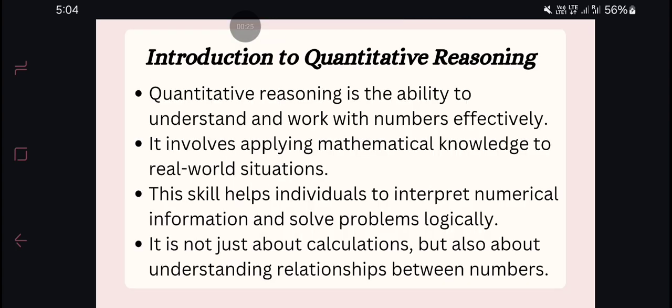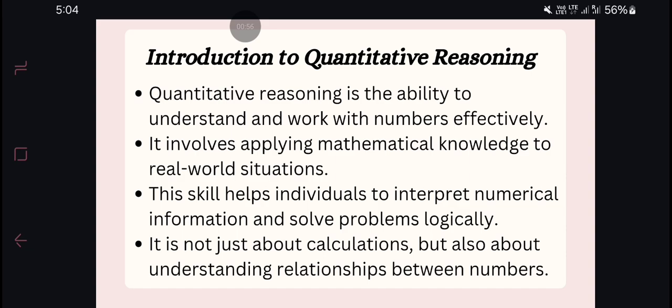So first, let us understand what quantitative reasoning means. Quantitative reasoning is the ability to understand and work with numbers effectively. It involves applying numerical concepts to real world or real life situations. It is not just about doing calculations, but also about understanding how numbers relate to each other. These skills help us interpret numerical information, solve problems logically, and make better decisions.